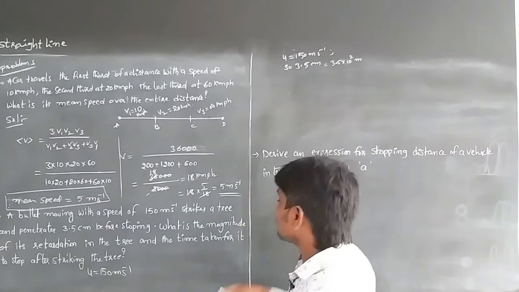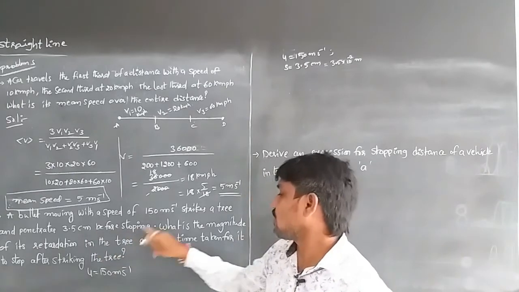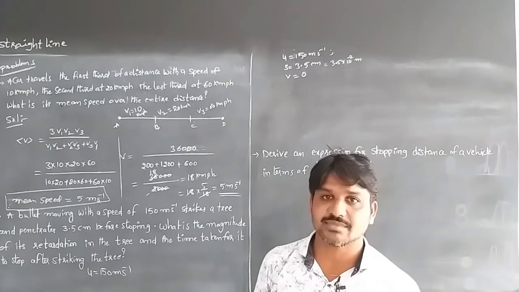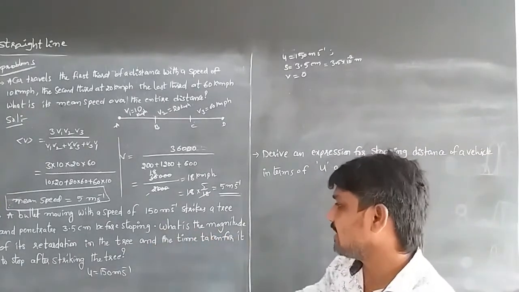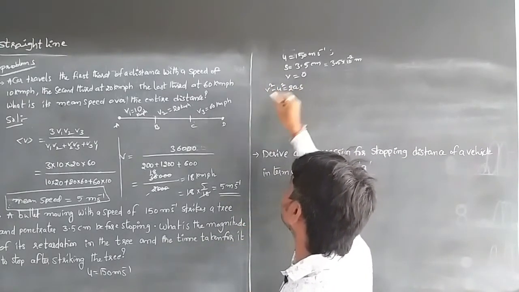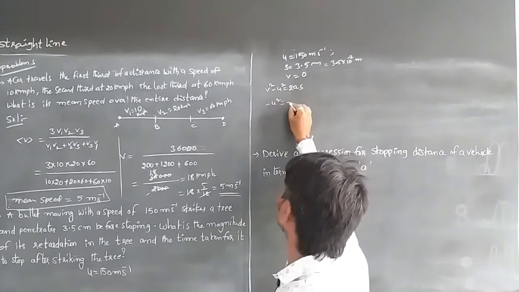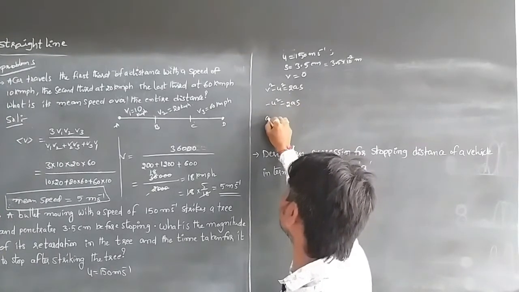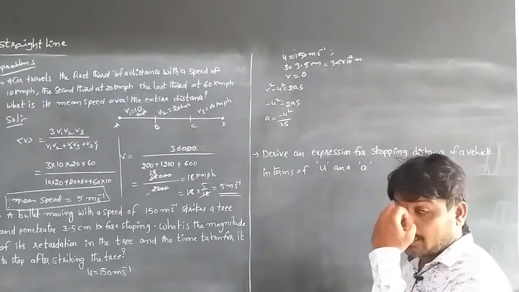So here it is. Before stopping, the body comes to rest, so the final velocity v becomes 0. Then what is the magnitude of retardation? He asked for retardation. From v square minus u square is equal to 2as, we can write minus u square is equal to 2as. That is, retardation a is equal to minus u square by 2s. This is the relation for retardation.